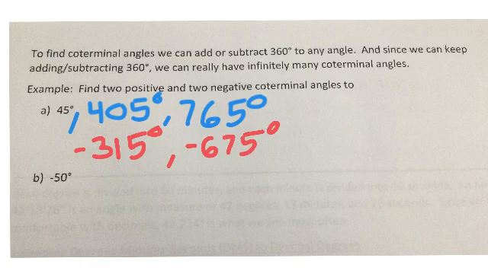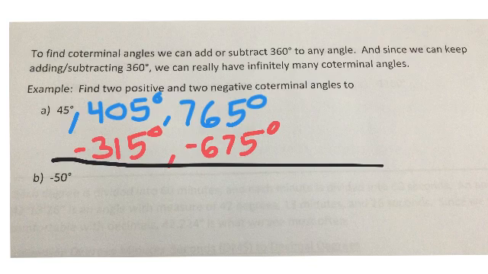Okay, the next one is a negative 50-degree rotation. So I'm going to find my positive ones first. I would add 360 to that, and I would get 310 degrees. I could add another 360, and that would give me 670 degrees.